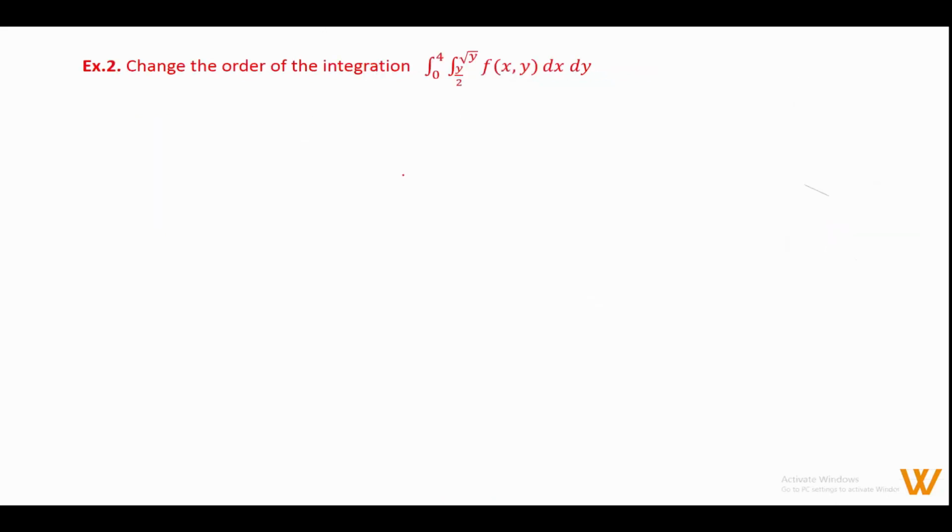Now example second: change the order of integration, limit 0 to 4, integration limit y upon 2 to root y, f of xy dx dy. First check the proper order. Given integration limit 0 to 4, second integration limit y upon 2 to root y, f of xy dx dy. This integration has limits in terms of y.